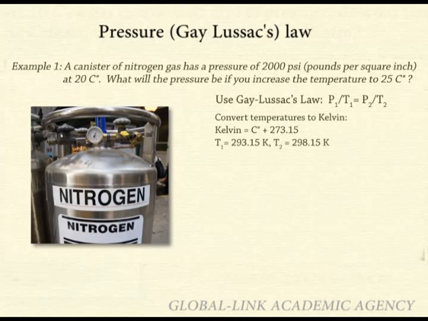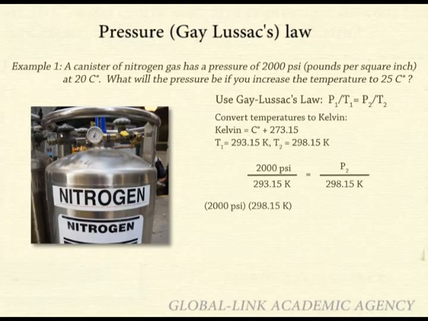Substituting in what we know, 2000 psi over 293.15 Kelvin is equal to P2 over 298.15 Kelvin. Solve for P2, multiply either side by 298.15. P2 is equal to 2000 psi times 298.15 Kelvin over 293.15 Kelvin. P2 is equal to 2034 psi.